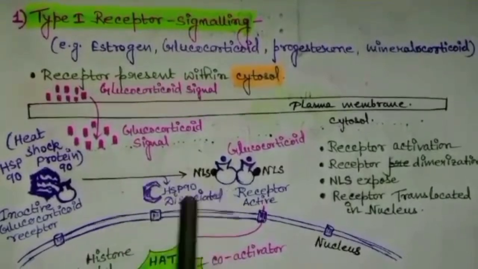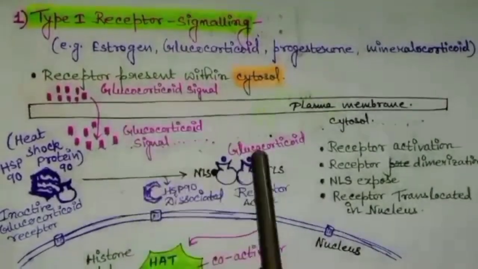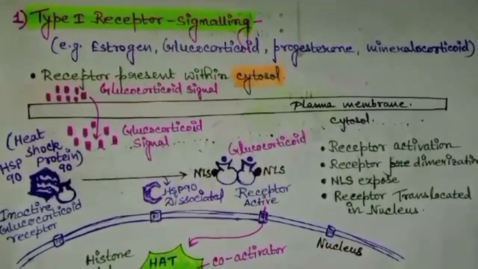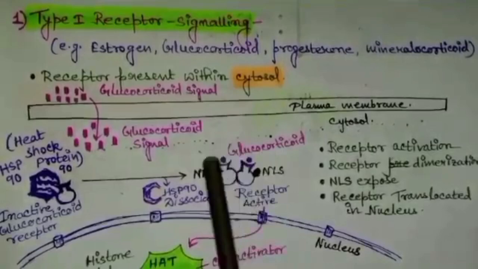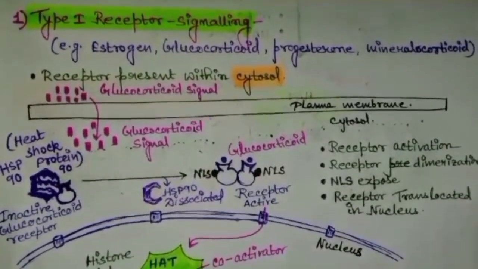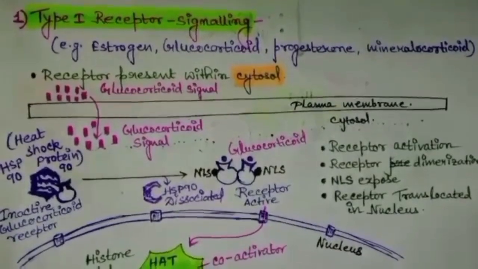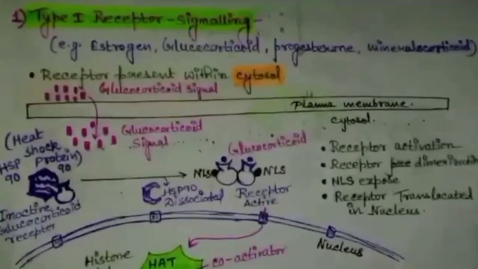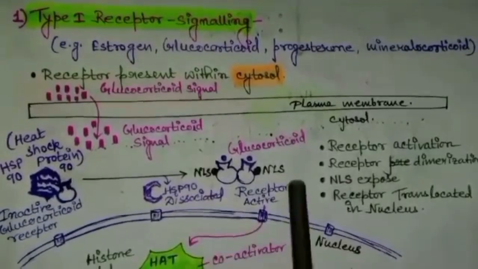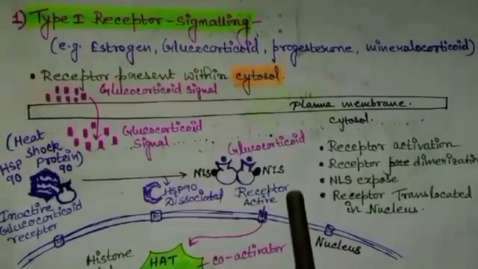Here you can see that the HSP90 proteins are dissociated, and the signaling molecules bind to the ligand binding region. As I said before, the ligand binding region is the region where the ligand binds with the receptor. In the ligand binding region, the glucocorticoid signals are bound, and those receptors already have an NLS, meaning nuclear localization signal. This I have also told before: a nuclear localization sequence or signal is an amino acid sequence that tags proteins and permits them to enter into the nucleus. Thus, after dissociation of HSP90, the receptor is activated.